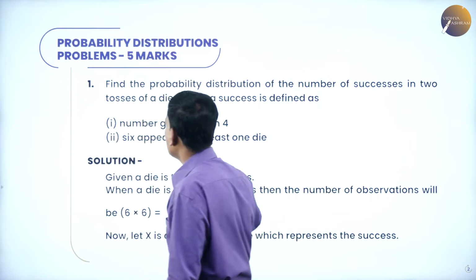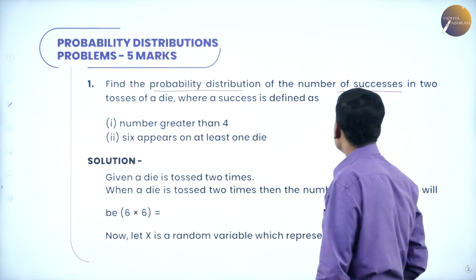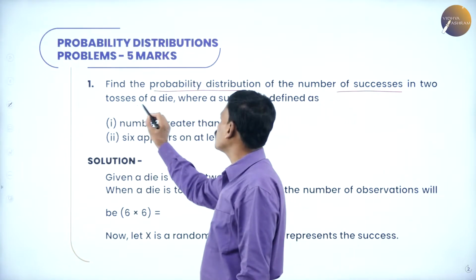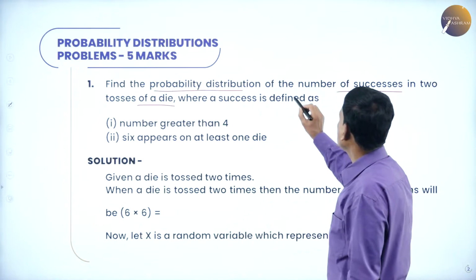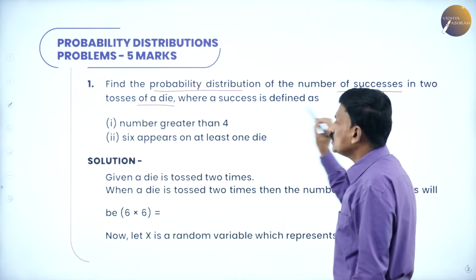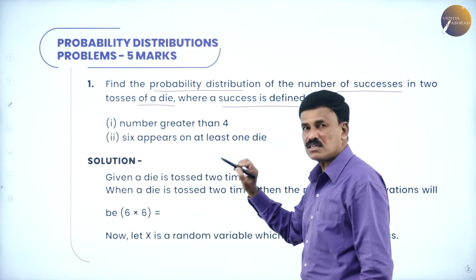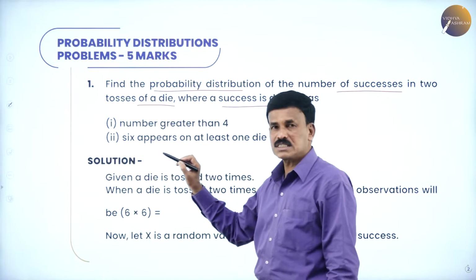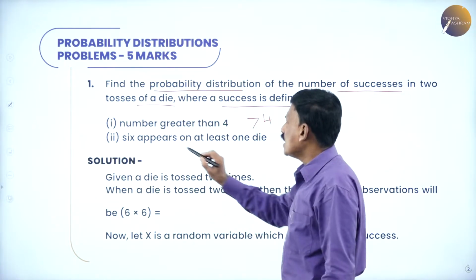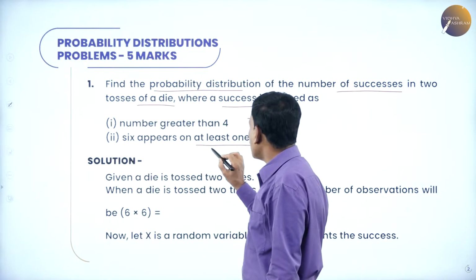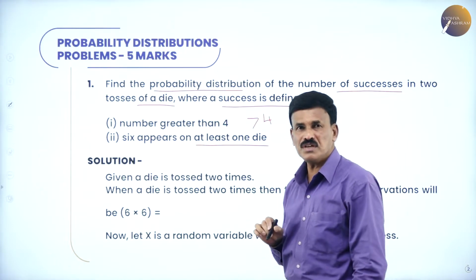This is a very important problem for 5 marks. Find the probability distribution of the number of success in 2 tosses of a die, where a success is defined. How have they defined the success? That is, the number greater than 4 is the first case, and 6 appears on at least one die is the second. These are the 2 events given.